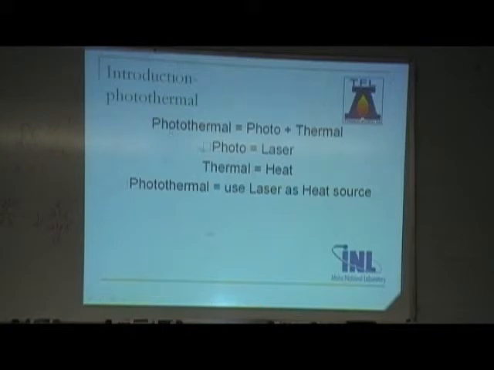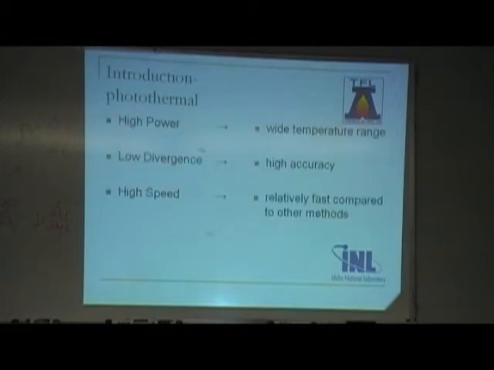Here is the explanation of photothermal. Photothermal is photo plus thermal: photo means laser, and thermal means heat. So photothermal means we use lasers as a heat source to measure thermal properties. Why do we use a laser as a heat source? Because the laser has three very important advantages. The laser has high power, giving a wide temperature range, and low divergence, giving high accuracy. Like my boss just said, the spatial accuracy is some microns. And the most important factor is the high speed of the laser.